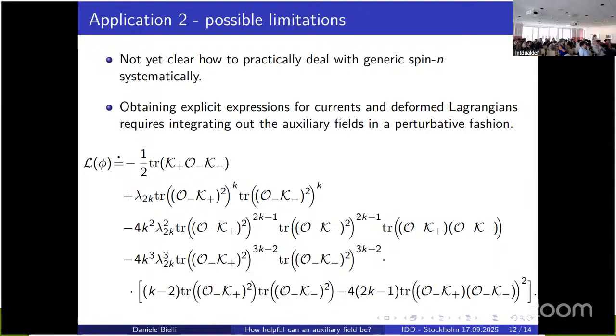Everything is nice until you have to actually integrate out the auxiliary fields to obtain something. And when you do this, you do it perturbatively, as I was saying earlier. This is an example of the form of Lagrangian that we obtain for this special subclass of deformations, in which O and K are just some objects which, depending on how you pick them, specify one of these classes of sigma models that I was mentioning earlier. And so this is the same structure which holds for all of the classes.